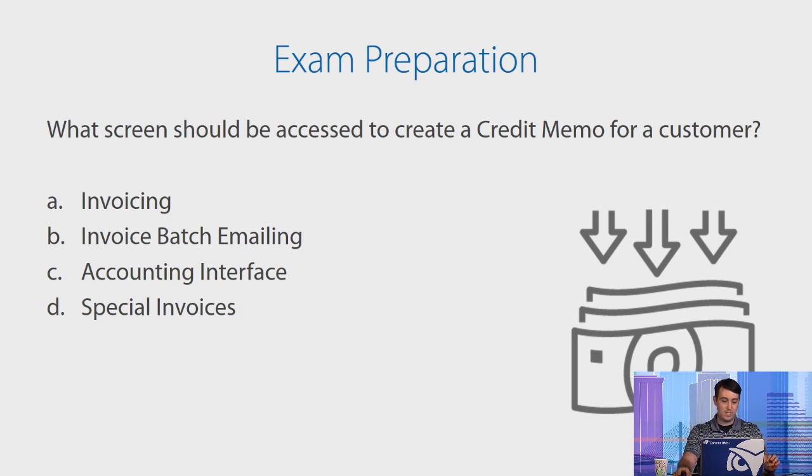Okay, most of us did get this one correct. It is going to be D, special invoices. The invoicing screen is where we create the standard and agreement invoices. Invoice batch emailing is where we send them out.